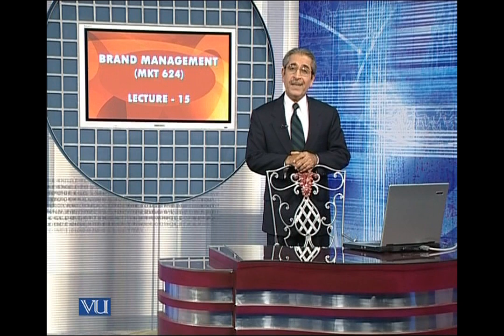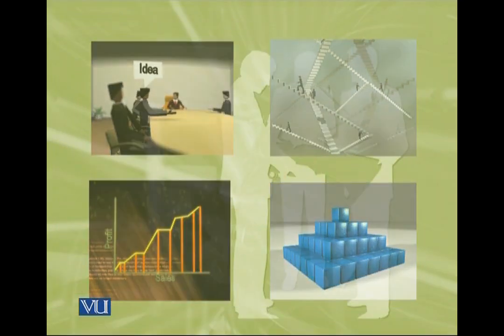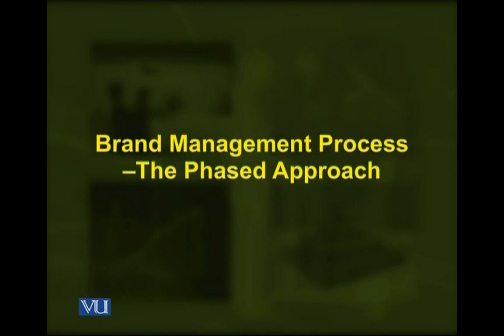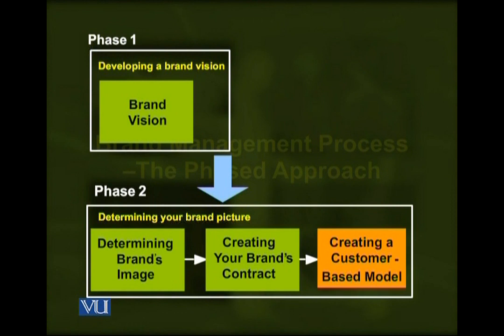We are into lecture number 15 of Brand Management, MKT624. In the previous lecture, we were discussing how to build a brand-based customer model. And as you can see from the screen, it is the third step of the second phase of the strategic brand management process. The first being how to develop brand image, the second being how to craft a brand's contract, and number three, which we are discussing right now, is how to build a brand-based customer model.